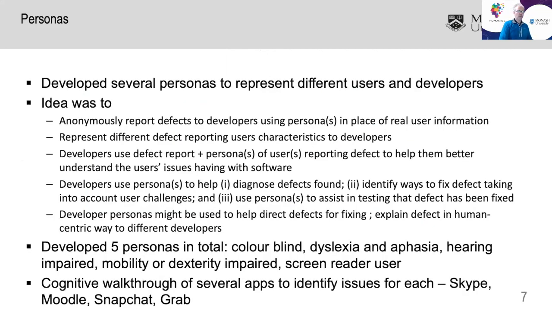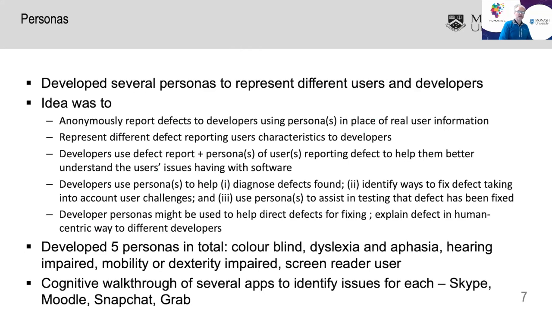So one of the key parts of this work was to develop personas to represent different users and developers. And the idea of this was to anonymously report defects to developers using a persona in place of information about the real user or real user characteristics. That way we could represent a number of challenges that end users have in terms of their human issues, and developers could then be presented with that information along with the defect report.